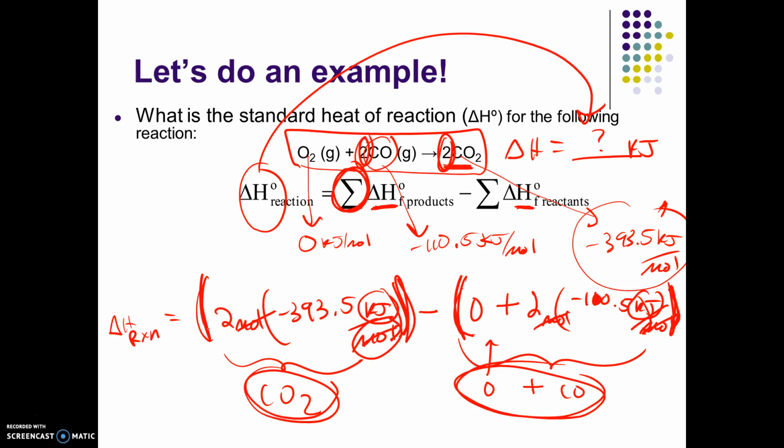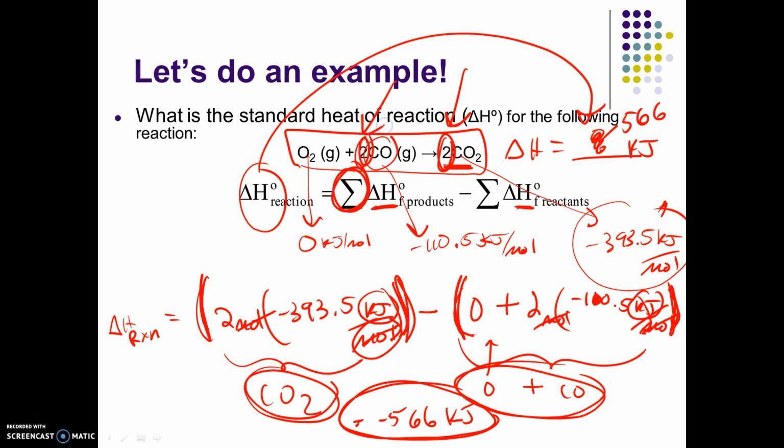At this point I just have to bust out my calculator, and I did that for you. I got negative 566. And the units would just be kilojoules. That's my end answer. That's the number that goes right here. Negative 566 kilojoules. It's not per mole or anything, because it's 566 kilojoules per 2 moles of CO2, or per 2 moles of carbon monoxide. That kind of idea. I can see it's a negative value, which automatically told me it's exothermic.